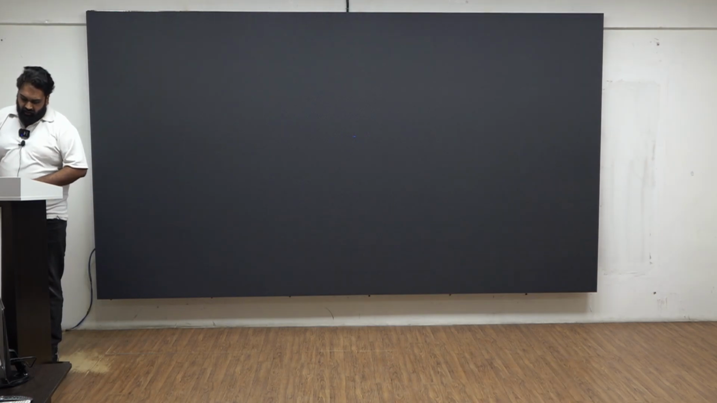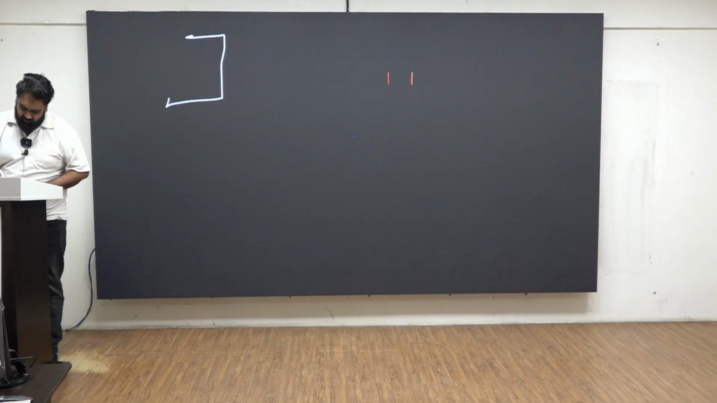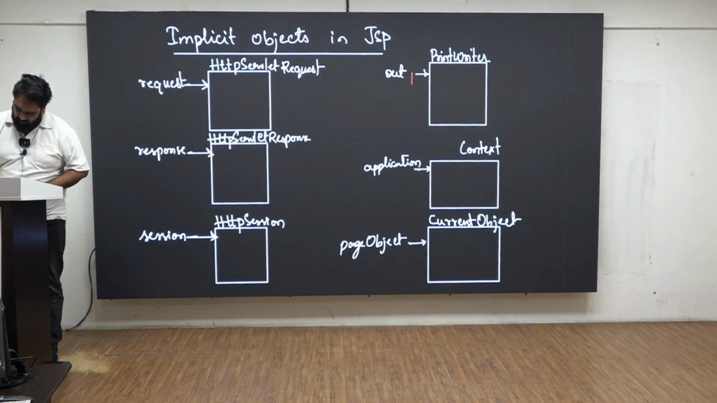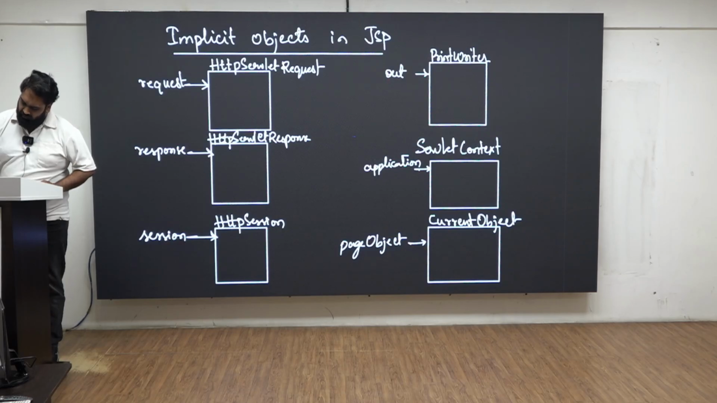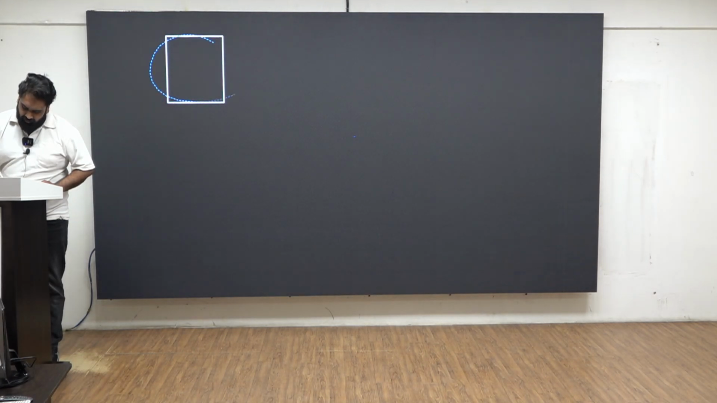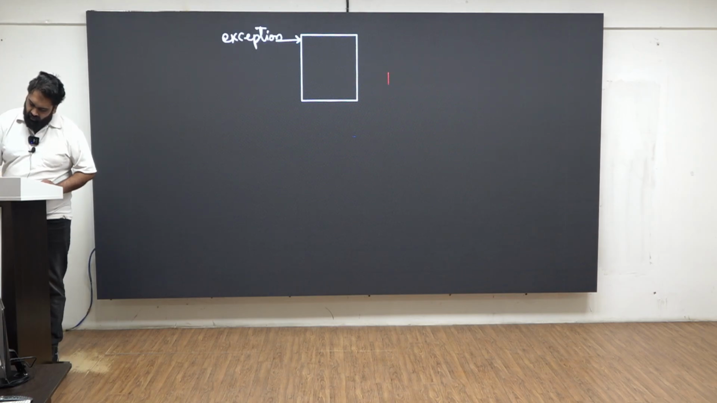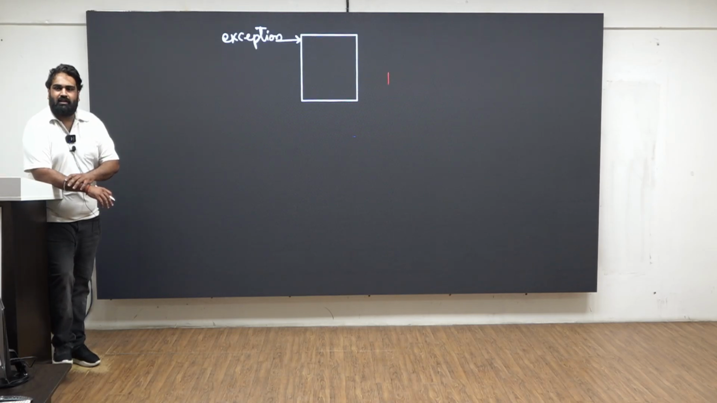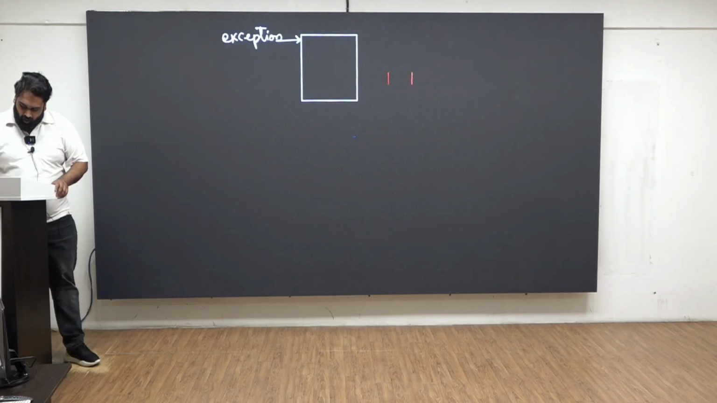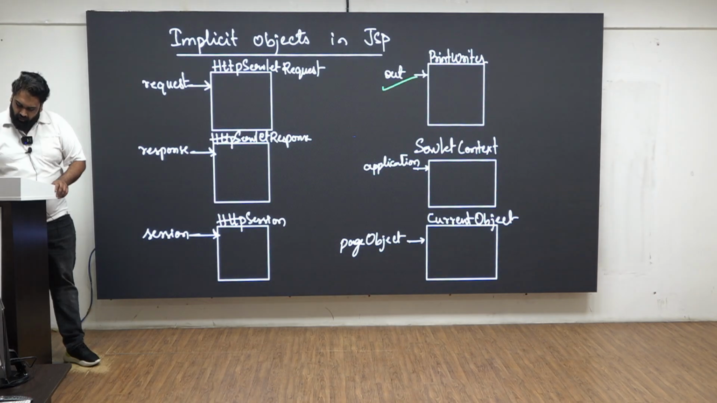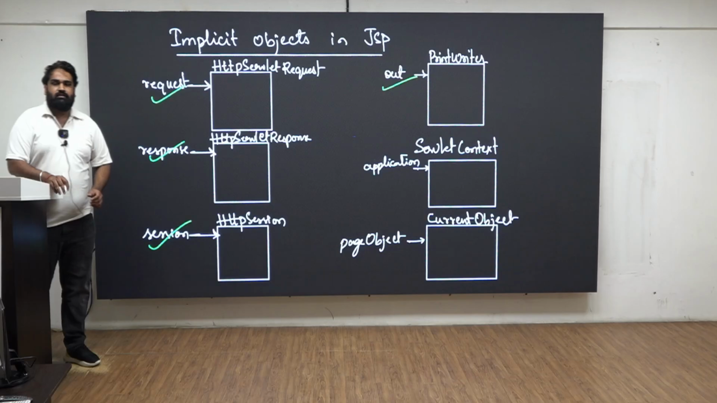In the same way, there is one more object reference. Sorry, this is not page context. It should be servlet context. Okay. So this is servlet context. Apart from this, you also have a reference called exception. So a total of 7 is what I have told. Along with this, there are many more. But mostly, in our project also, maybe we will be using out, request, response and session.